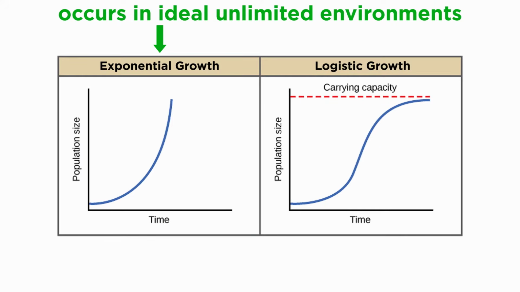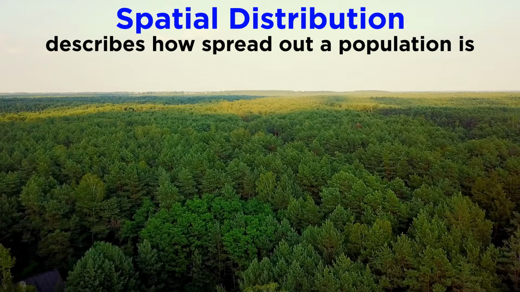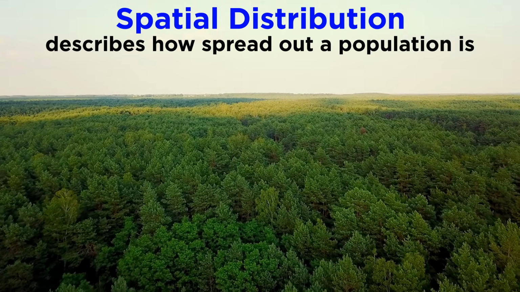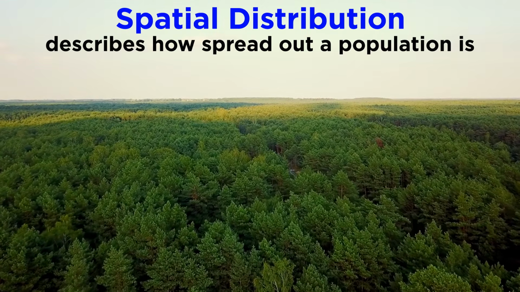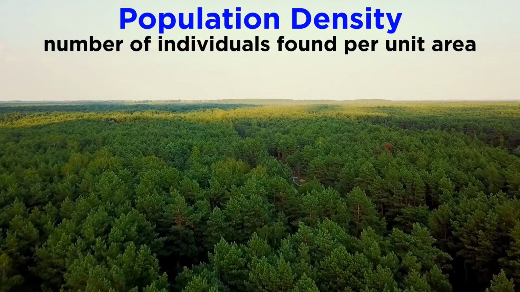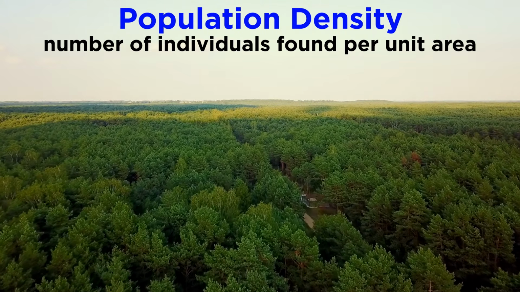Exponential growth patterns of populations occur in ideal unlimited environments. A more common logistic growth pattern occurs when environmental pressures slow the rate of growth. Spatial distribution describes how spread out a population is. In other words, what area does a population inhabit? Population density describes how many individuals are found in that given area.